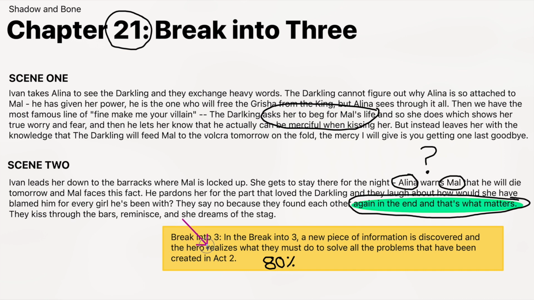She'll truly realize it, I guess, in the last chapter, but this is the hero getting the piece of information that she needs to solve all of the problems. And let's see how that happens.